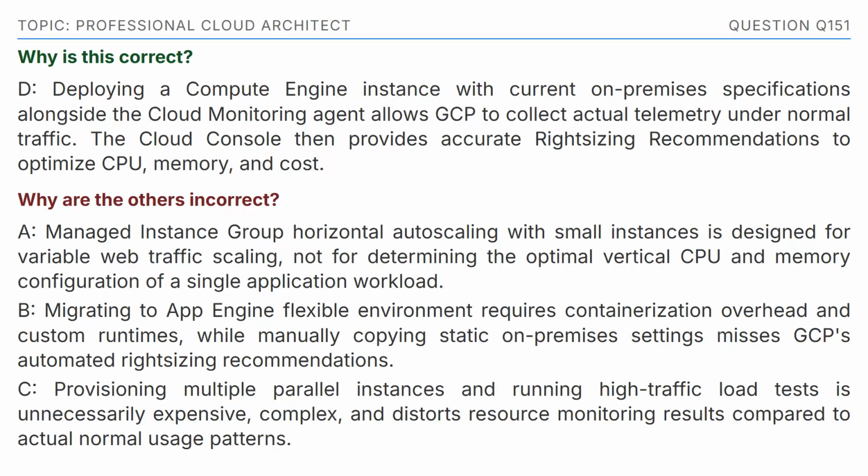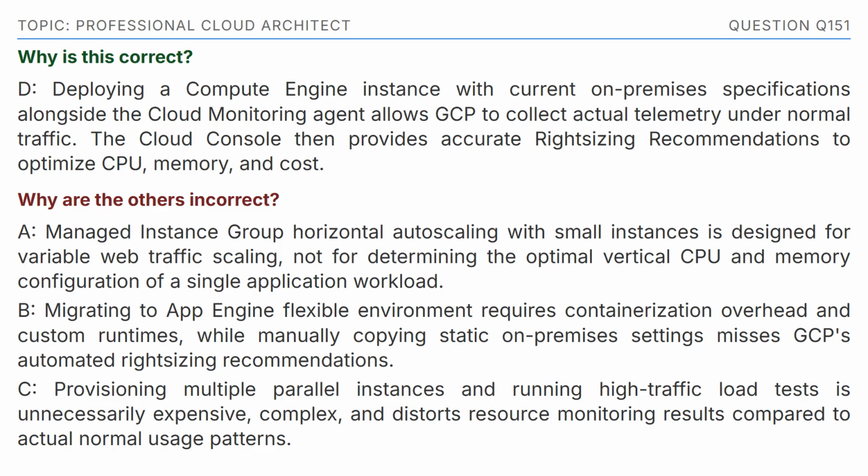Why is this correct? D. Deploying a Compute Engine instance with current on-premises specifications alongside the Cloud Monitoring Agent allows GCP to collect actual telemetry under normal traffic. The Cloud Console then provides accurate right-sizing recommendations to optimize CPU, memory, and cost.